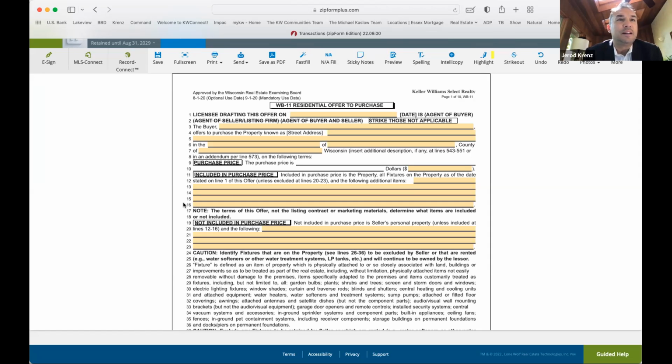Thirdly, items not included, lines 19 through 23. These are things that maybe you don't want. A lot of times what I put in there is seller's personal property. And the reason for that is, when we do a final walkthrough on the property and there's junk or garbage there, that's personal property. I can just say, hey, look at lines 19 through 23, no personal property can be there.